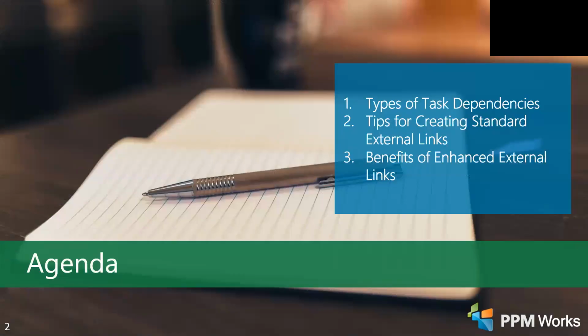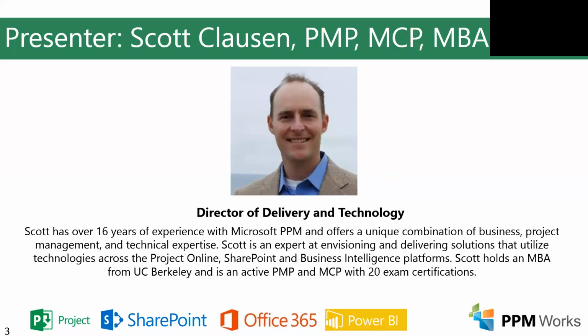So, pretty short agenda today, probably won't take up more than 30 minutes, but we're going to be talking first about what are the different types of task dependencies, and then tips for creating what I call standard external links, so standard links across projects. And then we'll talk a little bit about some enhanced external links using a third-party tool and some benefits of those.